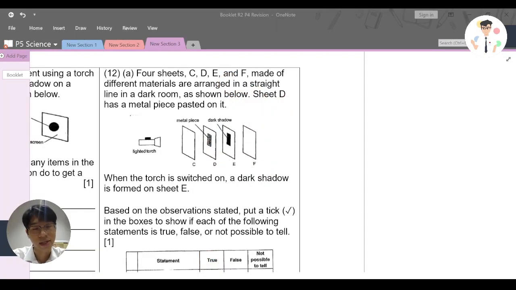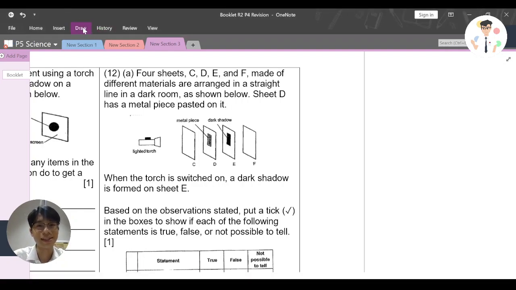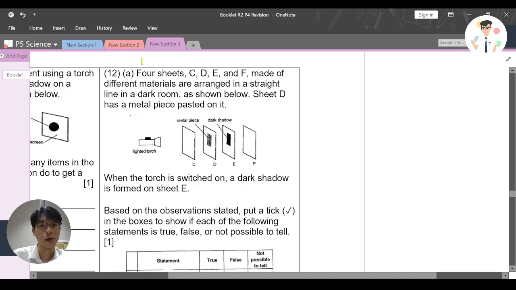Welcome back to digital class, and now we are looking at this question. Here it says that 4 sheets C, D, E, F made of different materials are arranged in a straight line in a dark room. As shown below, sheet D has a metal piece pasted on it. So you can see there's a special metal piece that is pasted here.